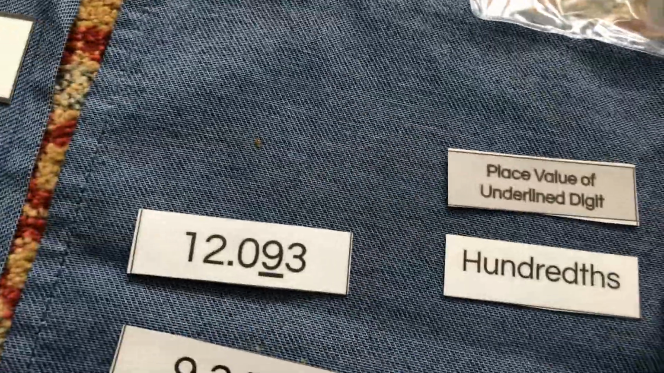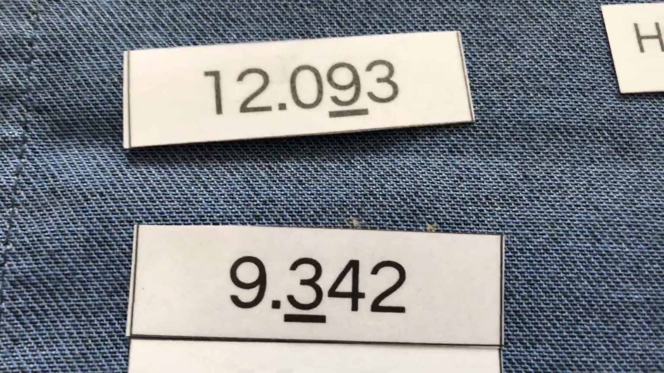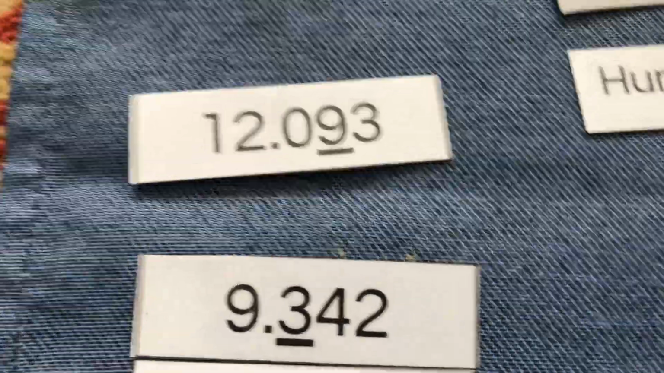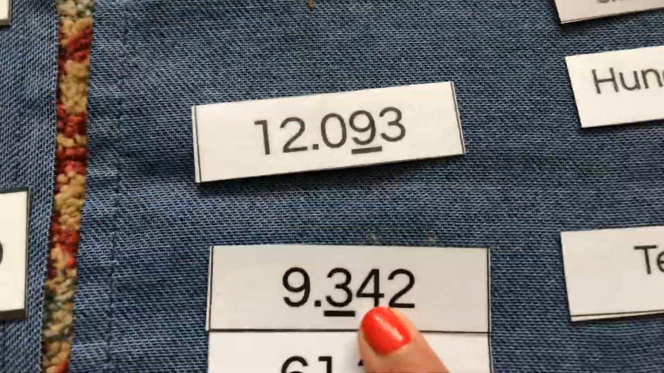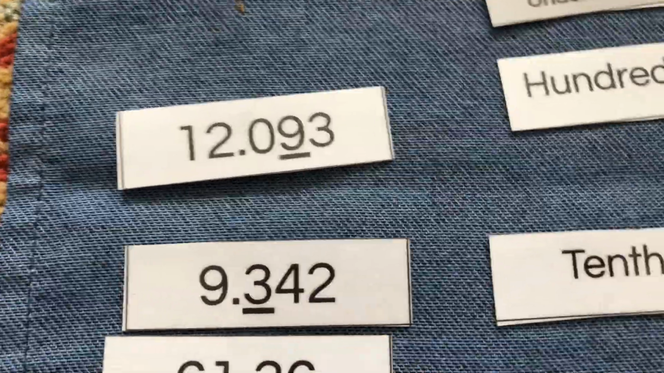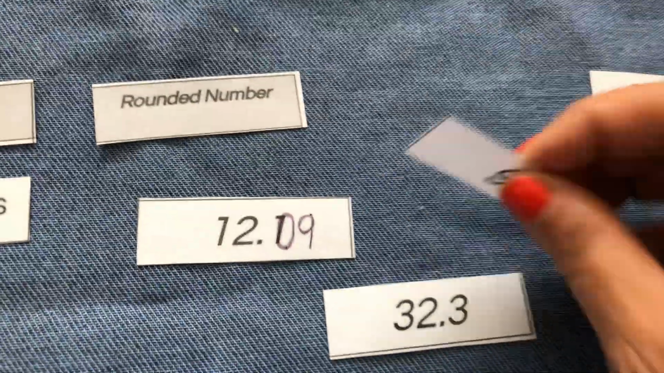I'm going to do one more of those for you. So this one right here says 9 and 342 thousandths. So the 3 is underlined, which is in the tenths place. So I'm going to place a tenths by that number. And then I'm going to take a look at the hundredths place. It's a 4. So that 3 is also going to stay the same. So now I'm just going to have 9 and 3 tenths. So I look at my cards until I find 9 and 3 tenths, and there it is.